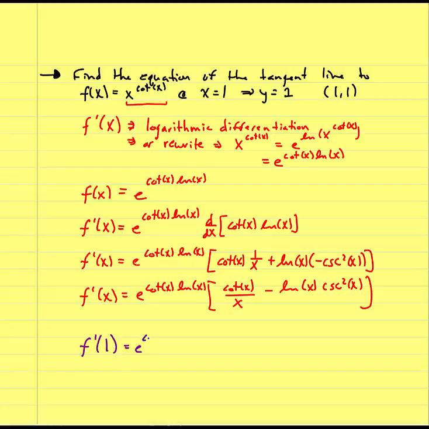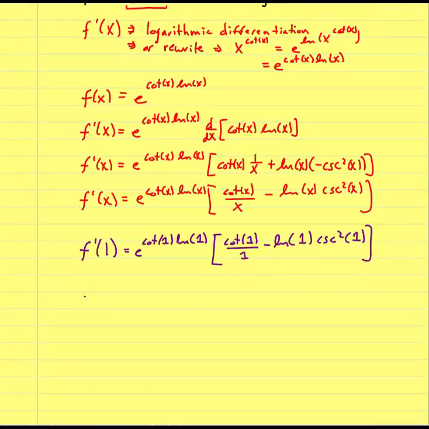So this would be e to the cotangent of 1 times the natural log of 1 times the cotangent of 1 over 1 minus the natural log of 1 times cosecant squared of 1. So I've got everything plugged in. Now we can start evaluating this. So f prime of 1. Natural log of 1 is 0. So this natural log of 1 is 0. 0 times cotangent 1 is 0. e to the 0 is 1. Okay, so that starts this first part.